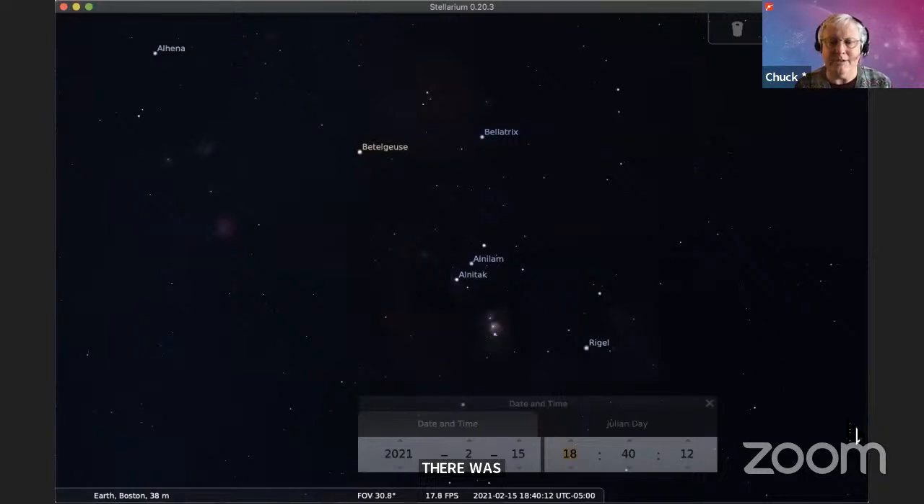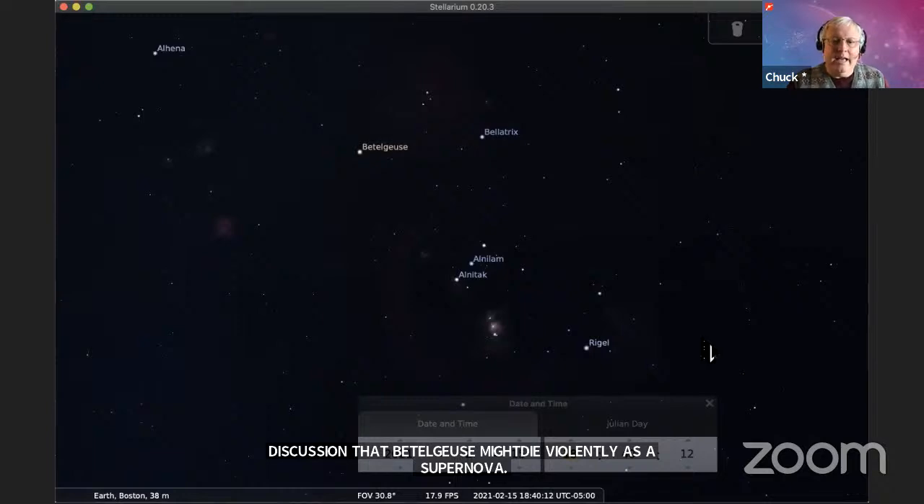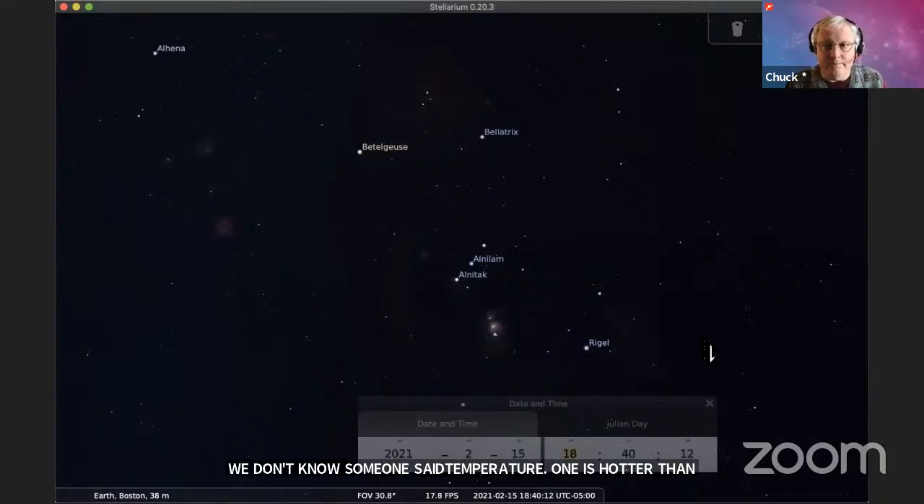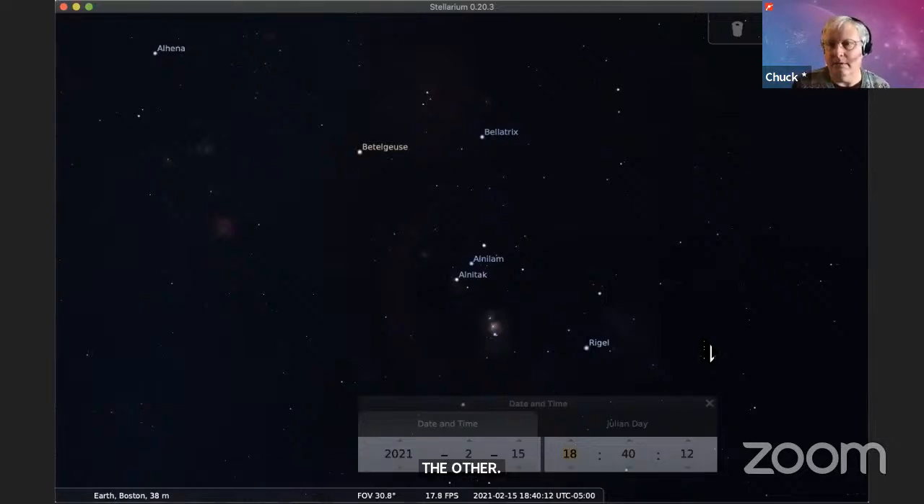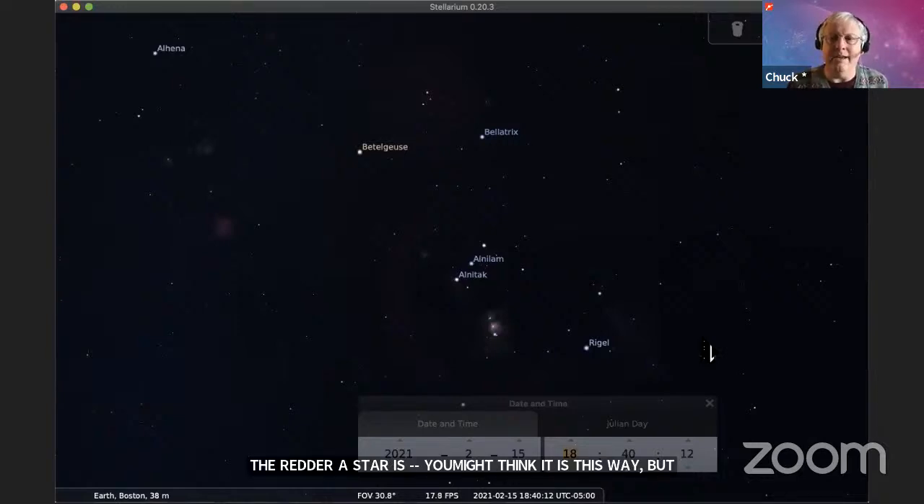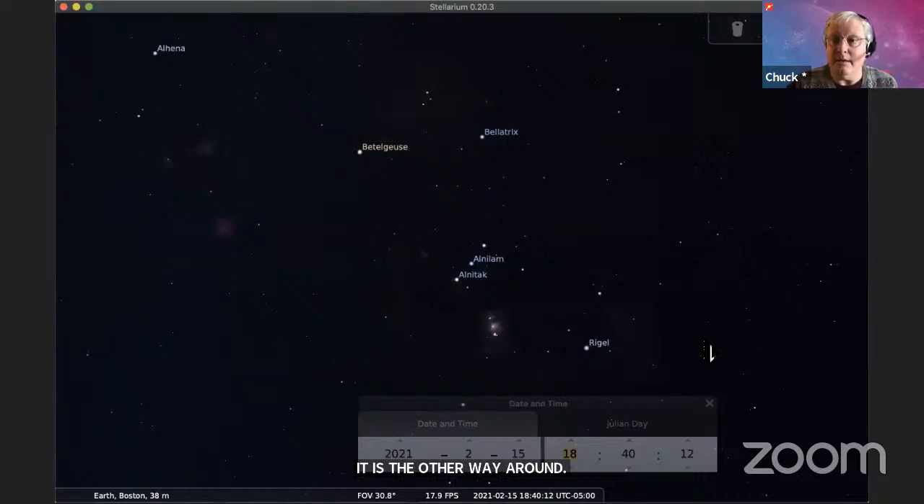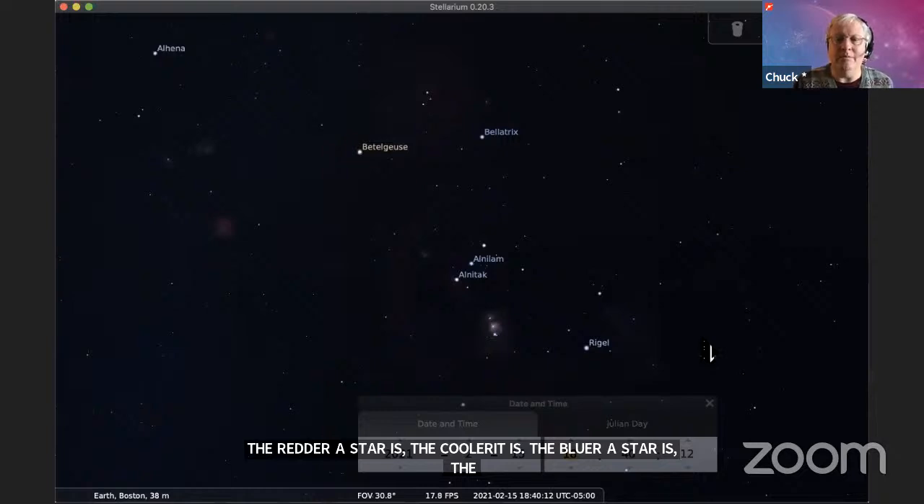Another good guess as well. Somebody said temperature, Max said temperature, because one is hotter than the other. Andrew also said that as well. A star's color tells its temperature. So the redder a star is, you might think red is the hot color. Well, it's the other way around. The bluer a star is, the hotter it is. The redder a star is, the cooler it is. Betelgeuse has a surface temperature about half the temperature of the sun. And Rigel has a surface temperature many times hotter than the sun, maybe 9 times as hot. So blue stars are really, really hot.